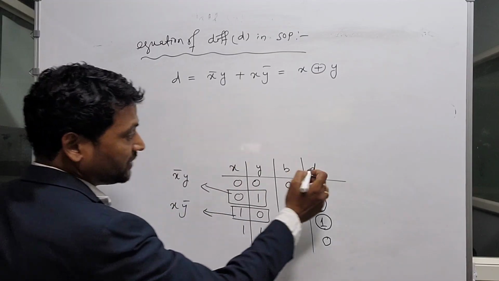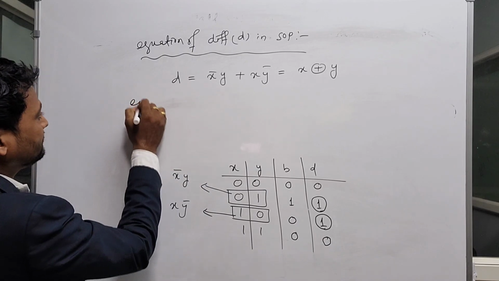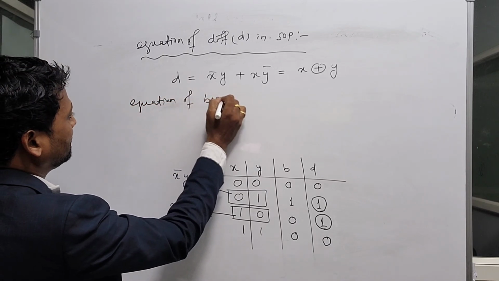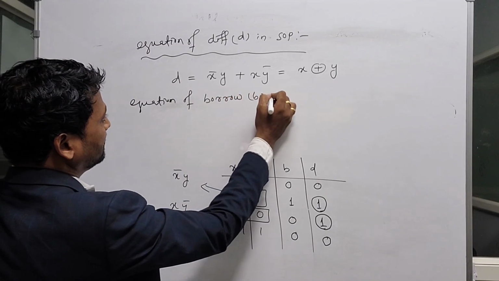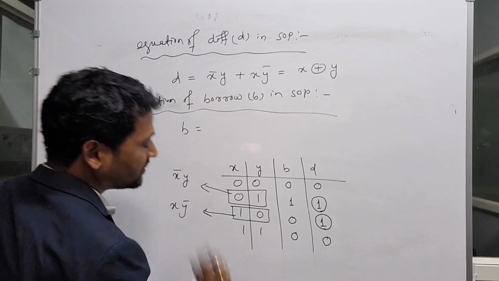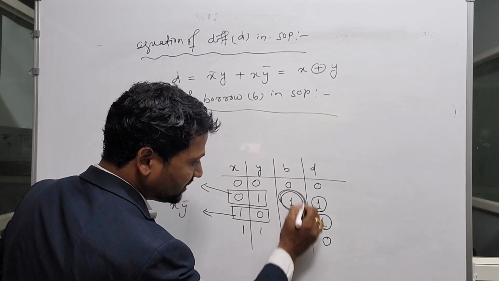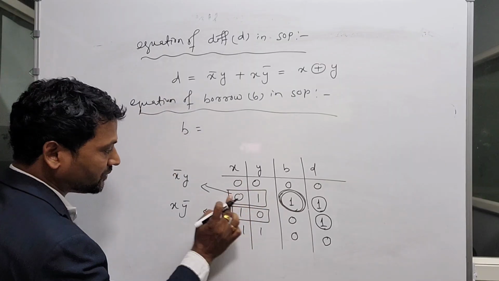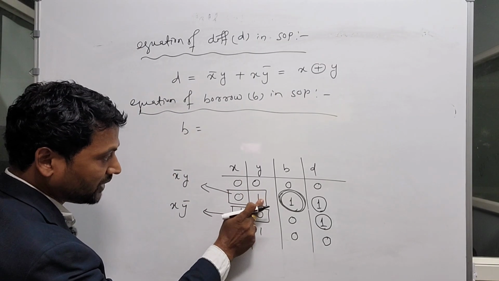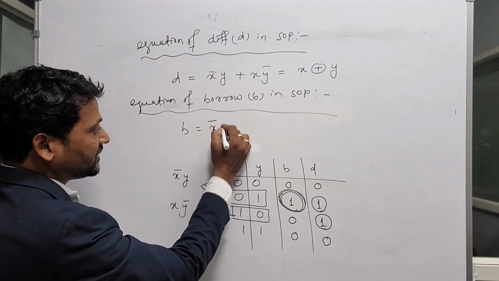Okay, so coming to the borrow part, borrow as the output. The equation of borrow in SOP form. In SOP, what is the equation? For borrow, the same process: check where the one value is. Here there is one value. You take the corresponding input. What is the input? 0 1. So 0 I can write as x bar, 1 I can write as y. So borrow is equal to x bar y.